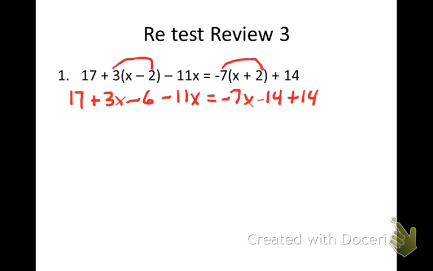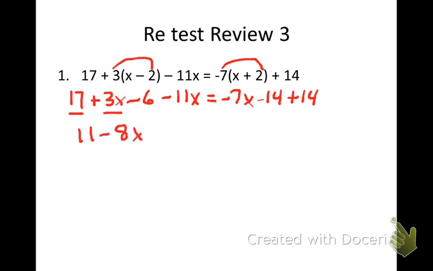Now, simplifying is so much easier, so please get in the habit of looking to see if you can do that. I got 17. Do I have any other regular numbers? Yes, and the sign goes with it that's in front. Minus 6, that would be 11. I have a 3x. I got any other things with x? Yes, minus 11x. So 3x minus 11x is negative 8x.